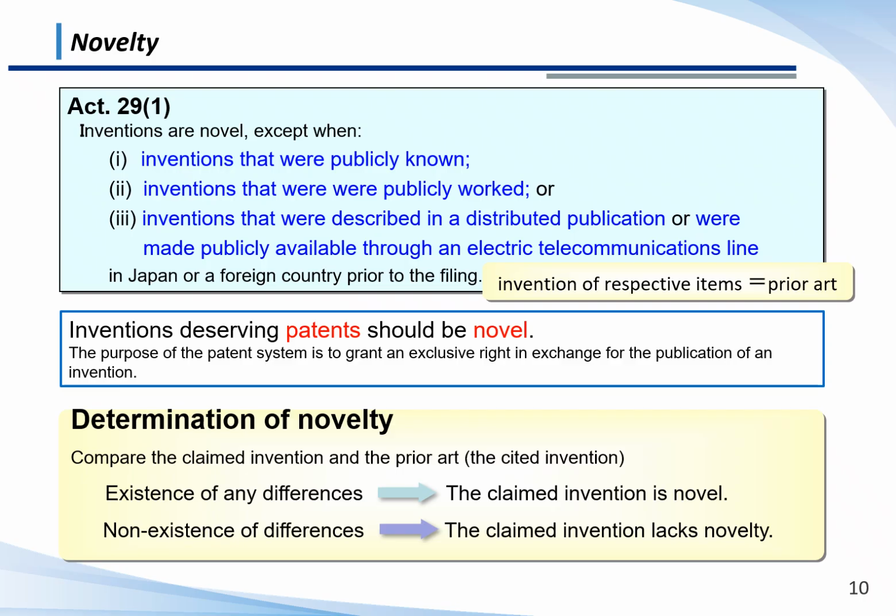This provision reflects the idea that since the purpose of the patent system is to grant an exclusive right in exchange for the publication of an invention, inventions deserving patents should be novel. As a result of comparing the claimed invention with the cited invention, if differences are identified, the examiner determines that the claimed invention has novelty. On the other hand, if no differences are identified, the examiner determines that the claimed invention lacks novelty.